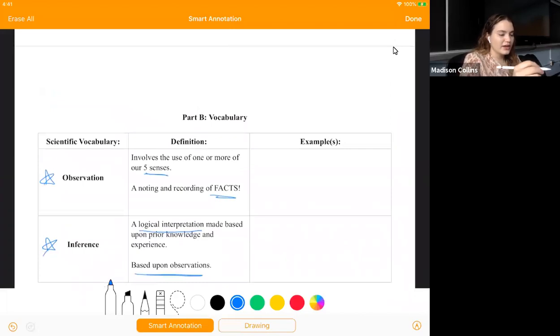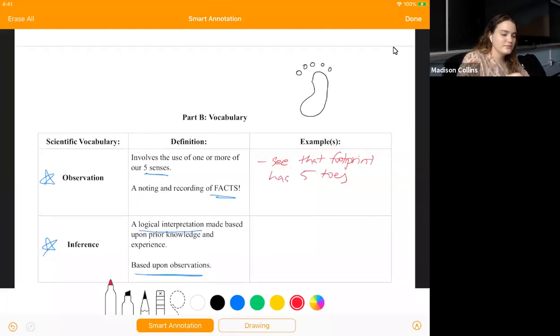Let's say that I'm out hiking and I come across this lovely little footprint in the woods. Oh Lord, an ugly foot. So what is an observation I can make about that footprint? Well, I can see, right, using one of my senses, I can see that there are 5 toes. See that footprint has 5 toes.